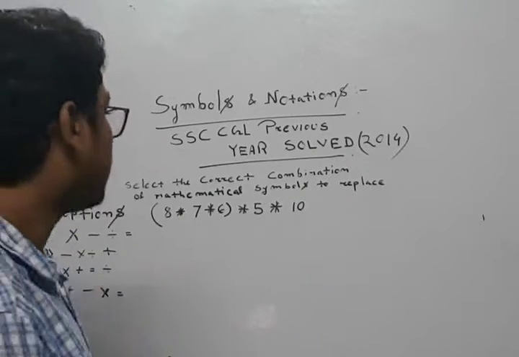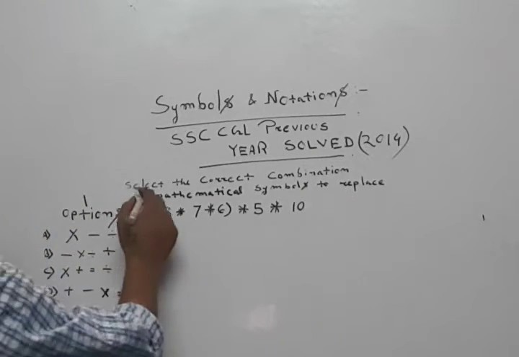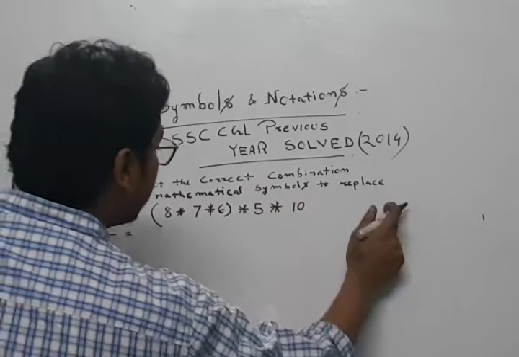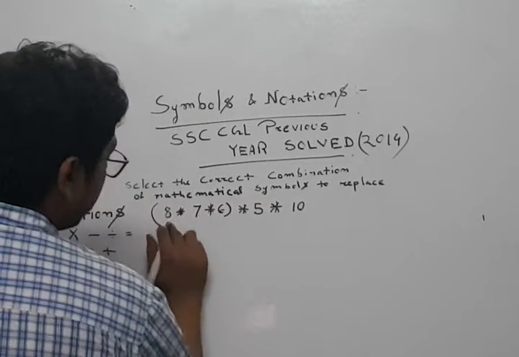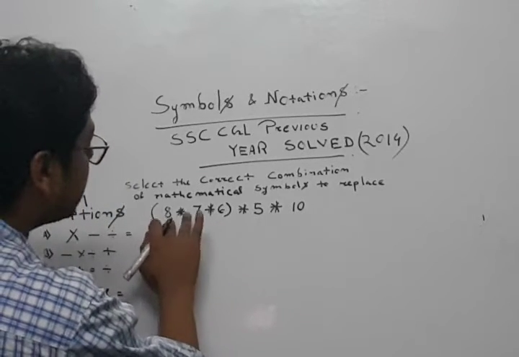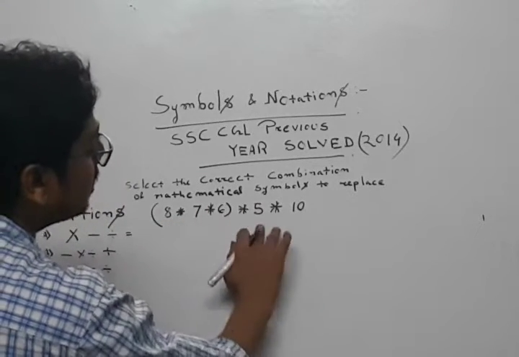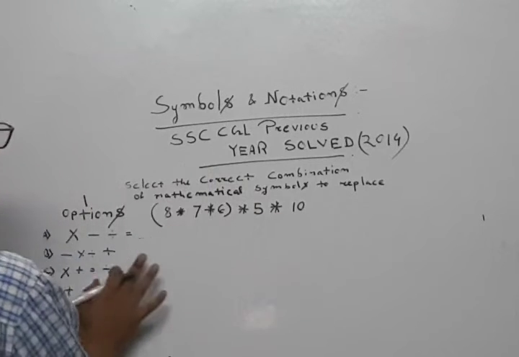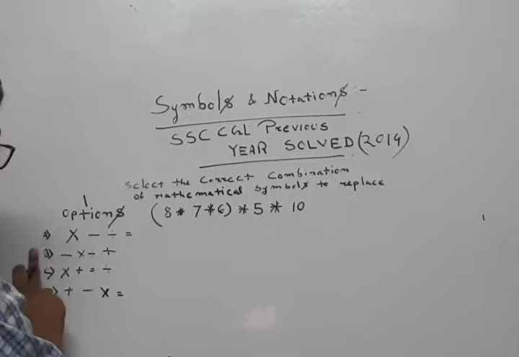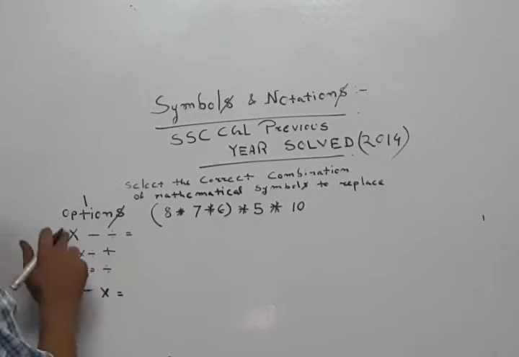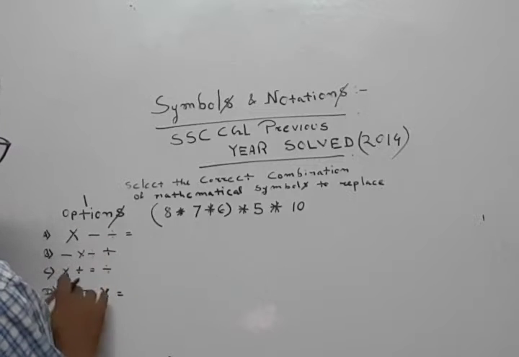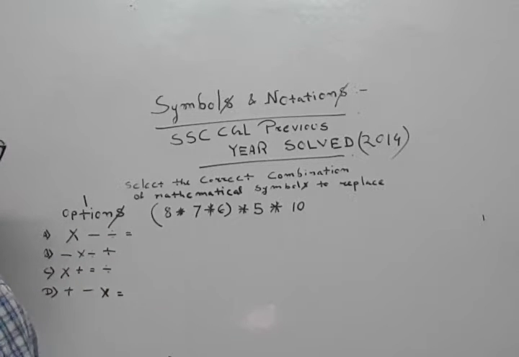First question: select the correct combination of mathematical symbols to replace the blanks. The question is 8, 7, 6, 5 and 10. We don't know the symbols. Those four are the options. Like, the first option is multiply, subtraction, divide, is equal to, and so on.